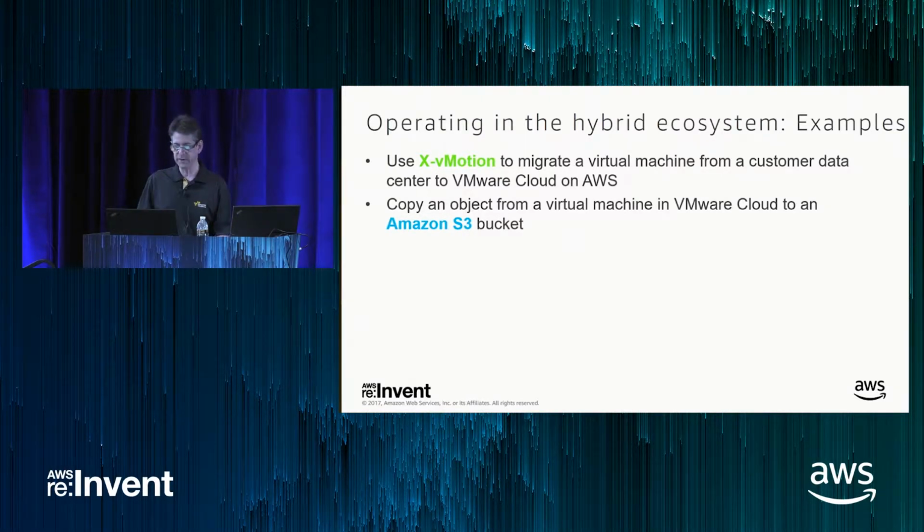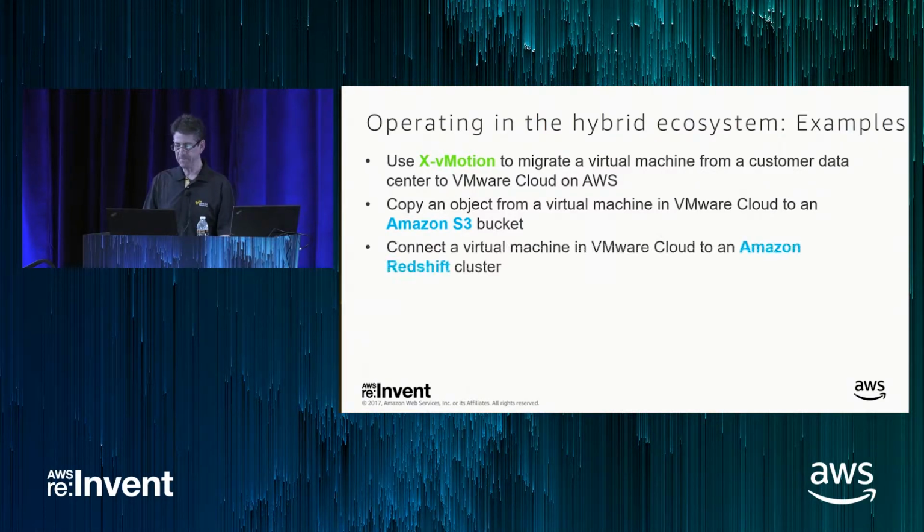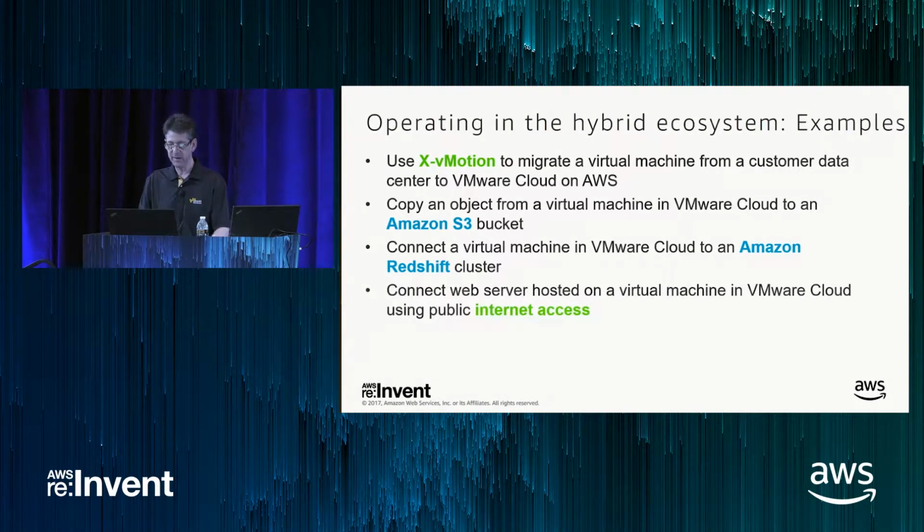And I'll talk about and show you a diagram of how we do that. You may want to connect to a data warehouse. You may want to connect a virtual machine that's running on the VMware side and take advantage of Amazon Redshift as a data warehouse. So I'll show a quick diagram of how we accomplish that. And lastly, I want to talk about how a virtual machine or an application which is outside of this environment can connect to VMware Cloud using the public internet.